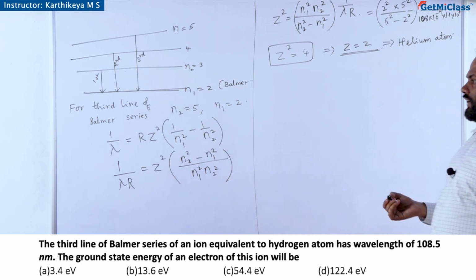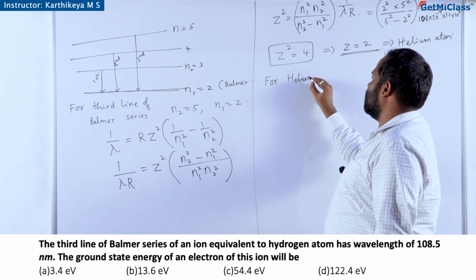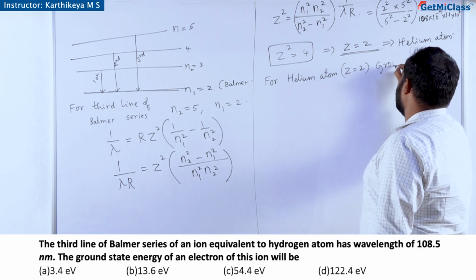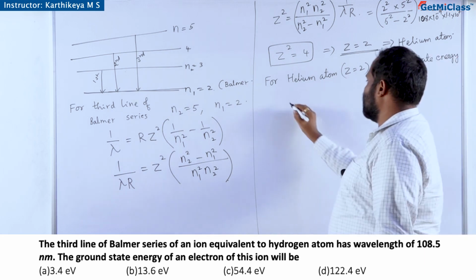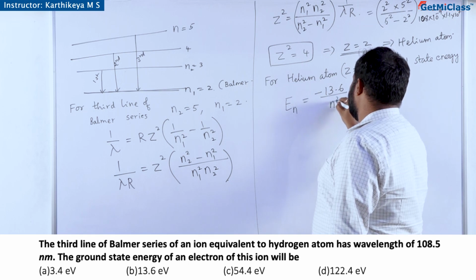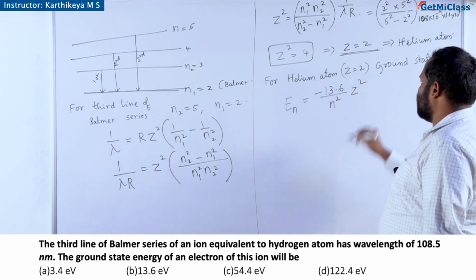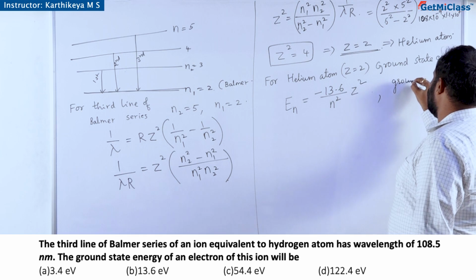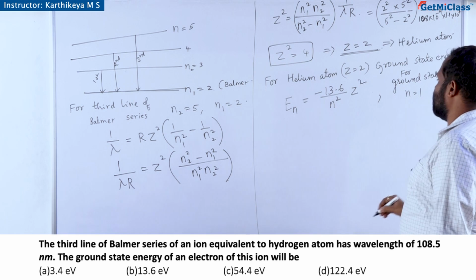So, what is the ground state energy of the helium atom? For the helium atom, Z is equal to 2, and the ground state energy is En equal to minus 13.6 Z square by n square, that is the expression. So for the ground state, n is equal to 1.